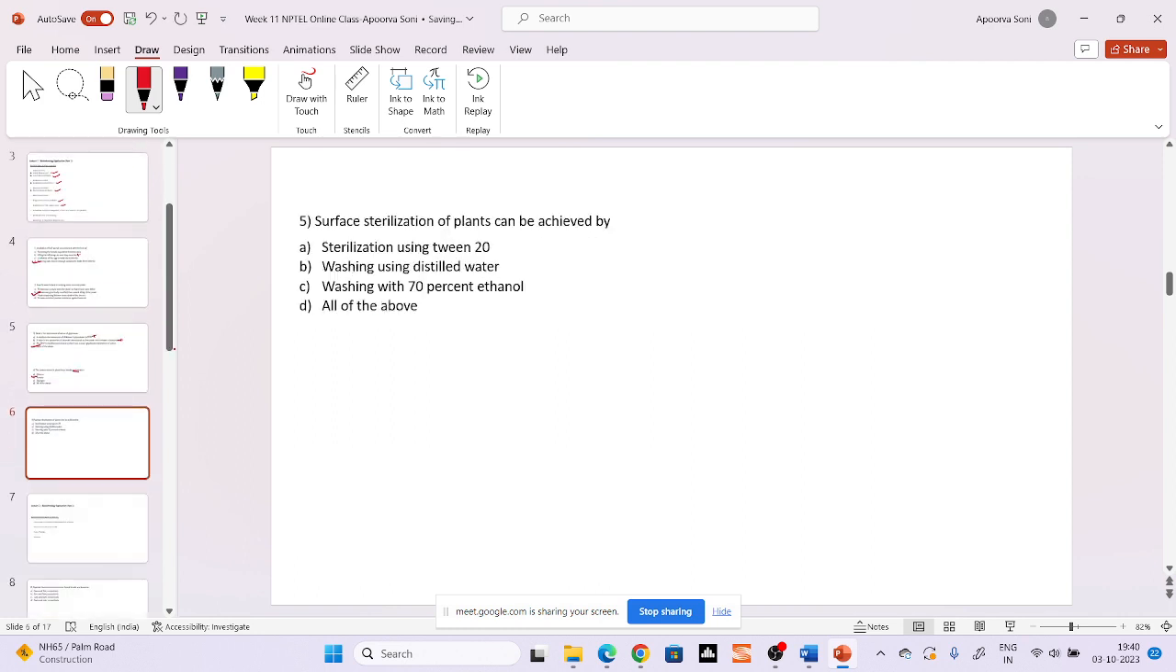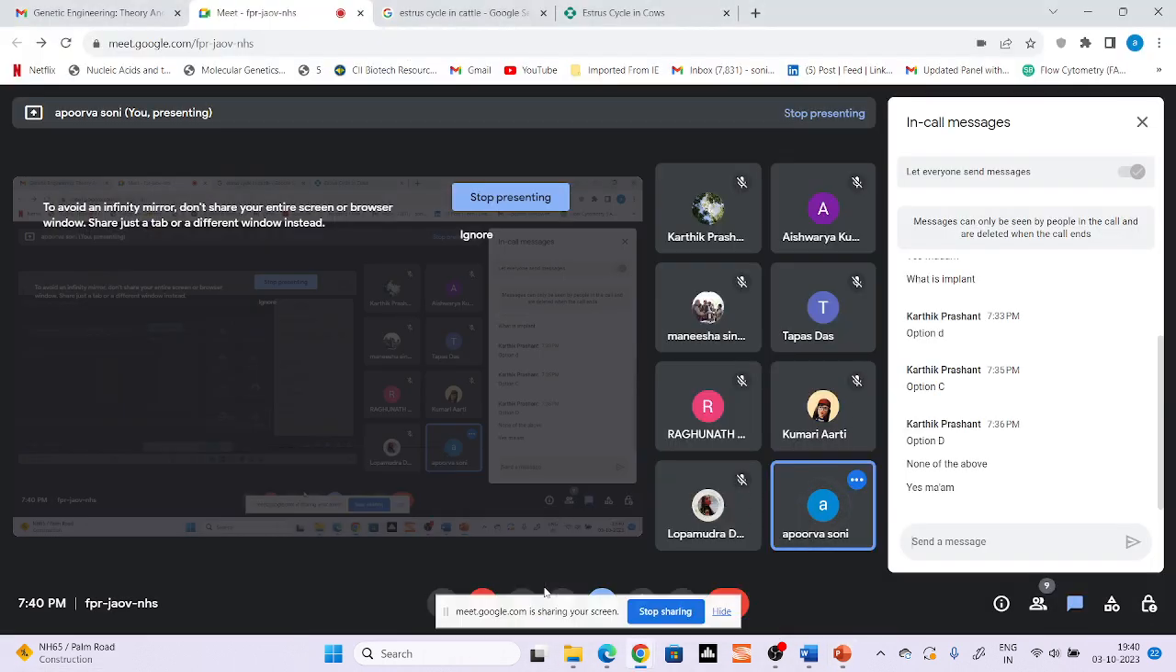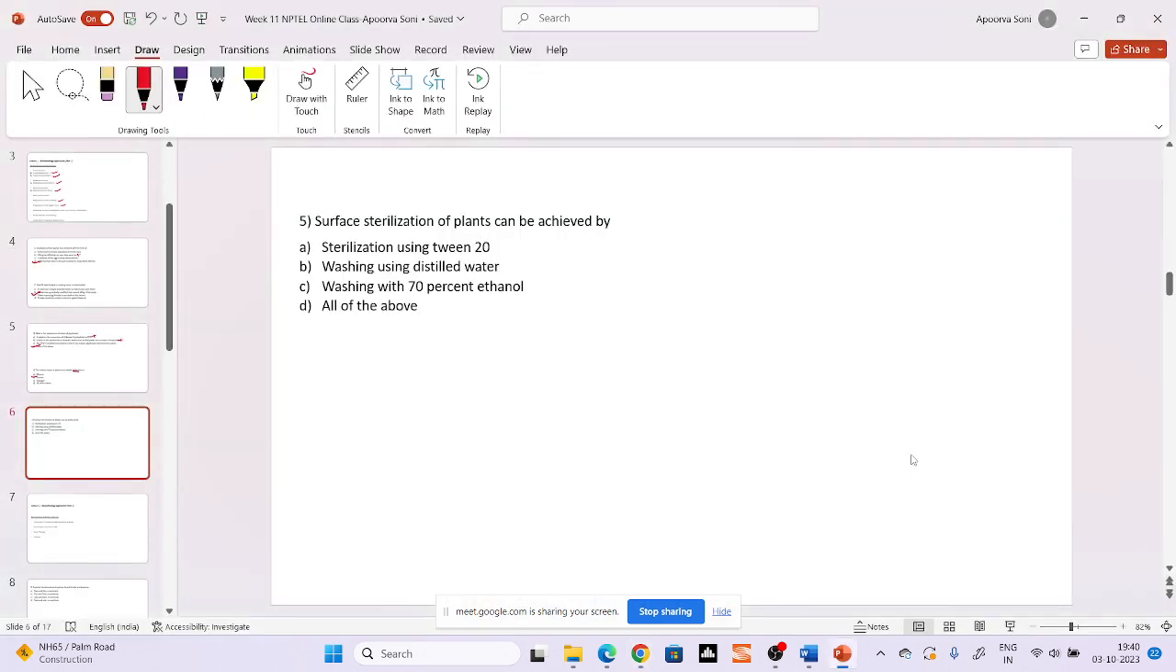Our next question is, surface sterilization of plants can be achieved by sterilization using Tween 20, washing using distilled water, washing using 70% ethanol, or all of the above. What is the answer? D, all of the above. Yes, the correct answer is D. All these strategies are used. Okay.